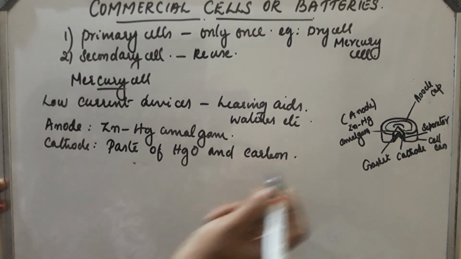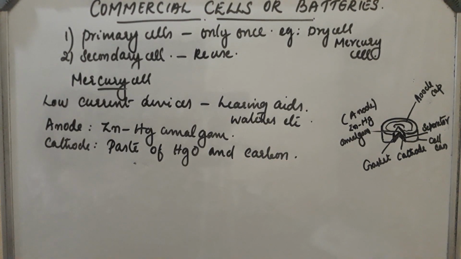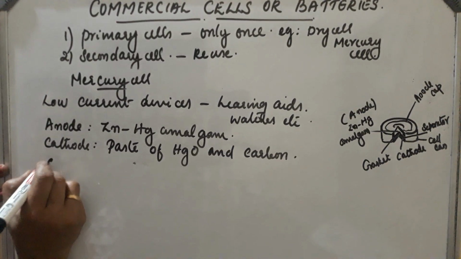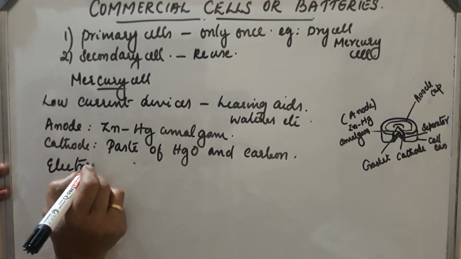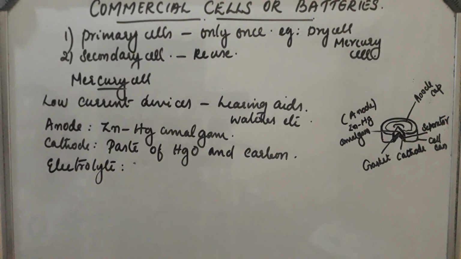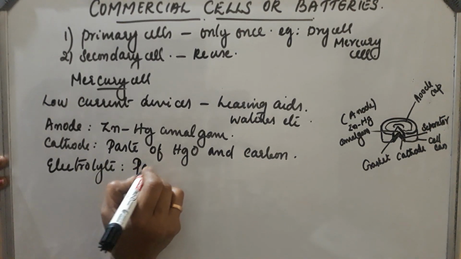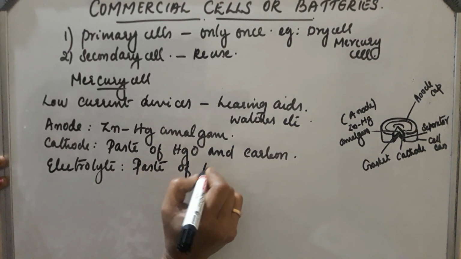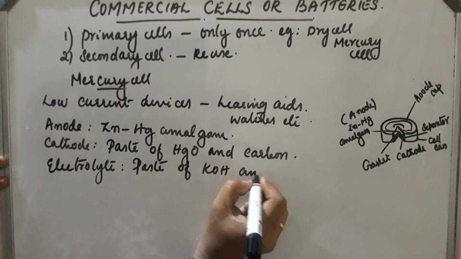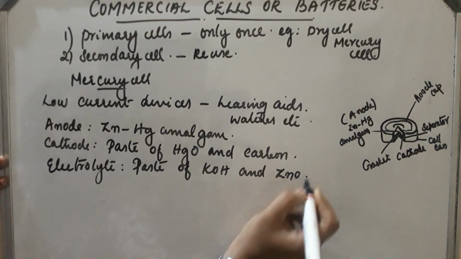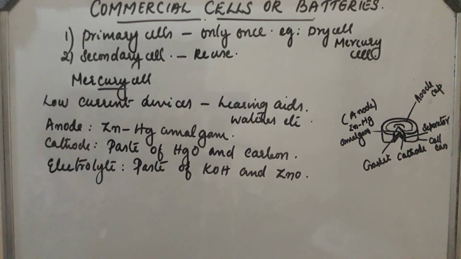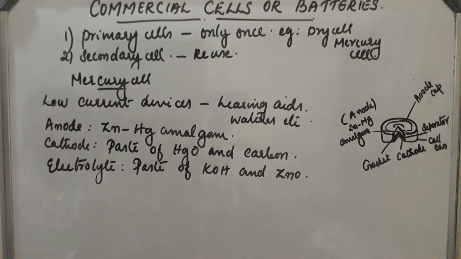And the electrolyte is present in which the anode and cathode are kept. So what will be the electrolyte? Electrolyte is a paste of potassium hydroxide and zinc oxide, in which the anode and cathode are kept. Cathode is a paste of mercury oxide and carbon, and anode is zinc mercury amalgam.